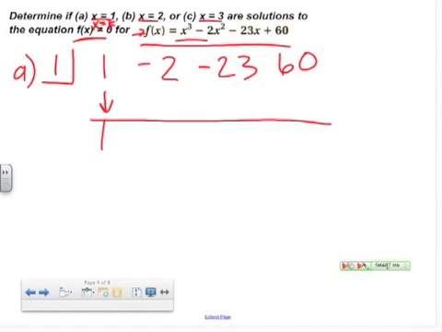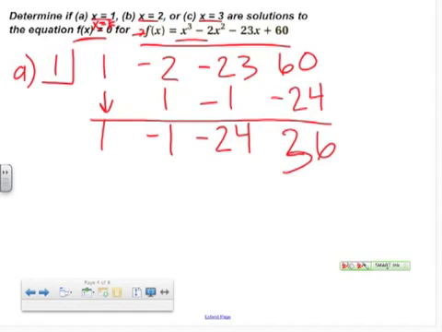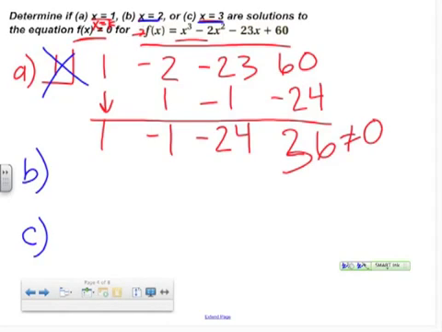And I do synthetic division. Minus 2 is -1, times 1 is -1, -24, 60 minus 24 is 36. Alright, so since 36 is not 0 and we have a remainder, that means that x equals 1 is not a solution. Alright, pause your video and see if you can figure out if x equals 2 and x equals 3 are solutions by using synthetic division.